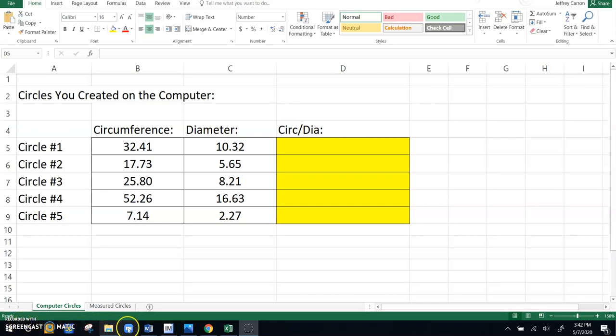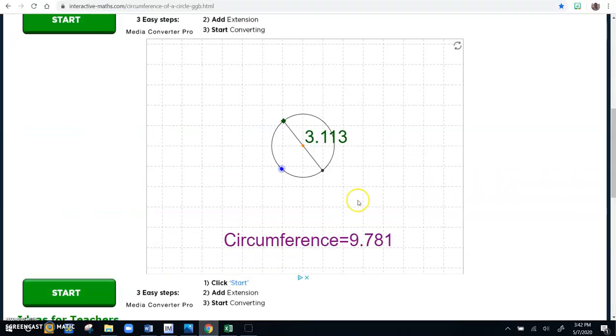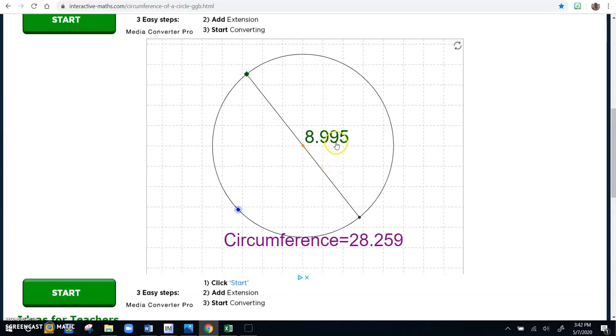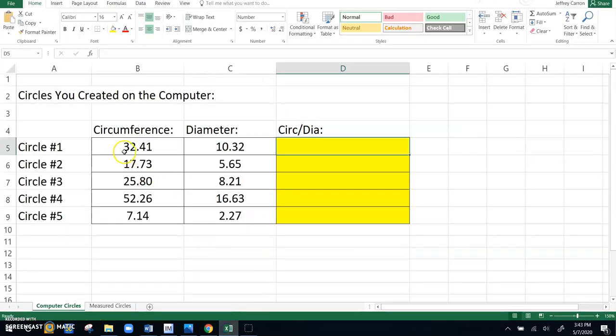Hey guys, so here's what should have happened after you got done with this activity. I did the same thing you guys did. I went into this website, started creating a bunch of different circles, took their diameters and their circumferences, and put them into this data table right here. So try to be diverse about it.